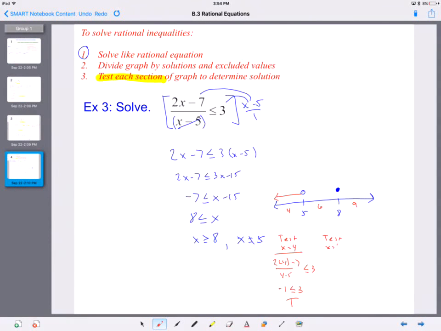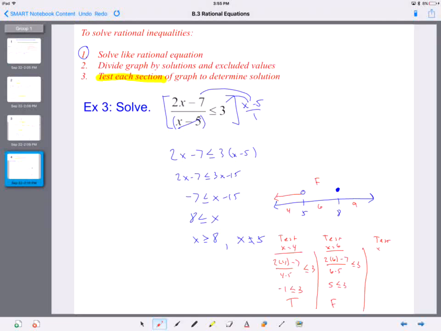We'll test x equals 6. So we'll plug values in. For 6, we'll plug in 2 times 6 minus 7 over 6 minus 5, and that needs to be less than or equal to 3. So that's 12 minus 7, which is 5. 5 over 1 is 5, so 5 is less than or equal to 3. Well, that is false. 5 is not less than or equal to 3, so this part of the graph you won't do anything with because it's not a true statement. And then we'll do one more section.